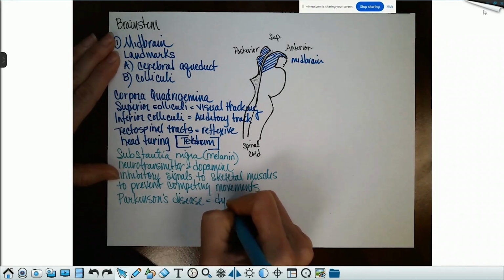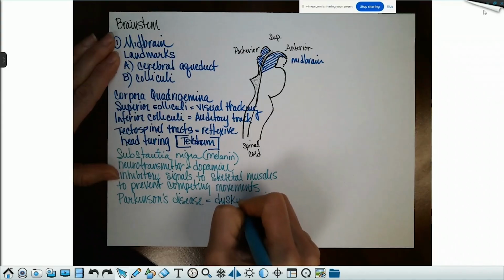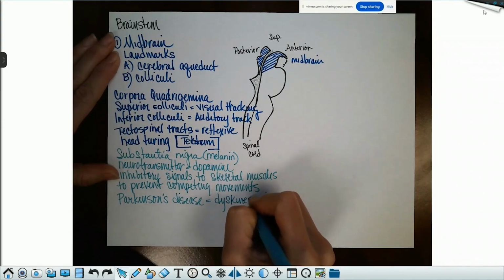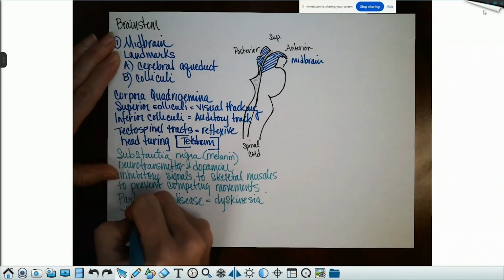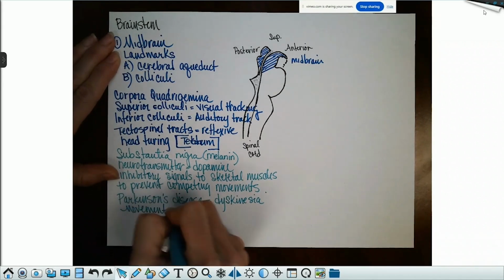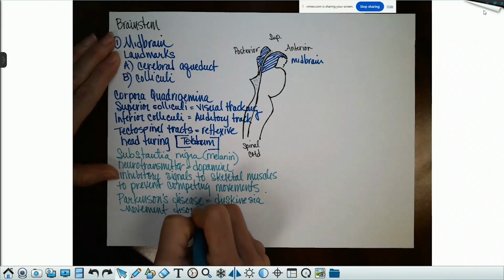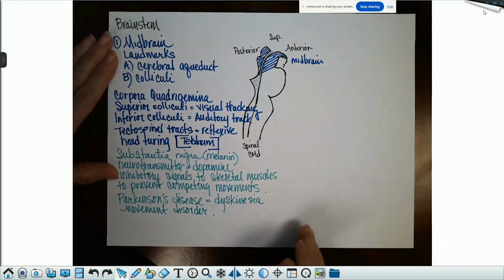Parkinson's disease is a dyskinesia, meaning it's a movement disorder. Okay?